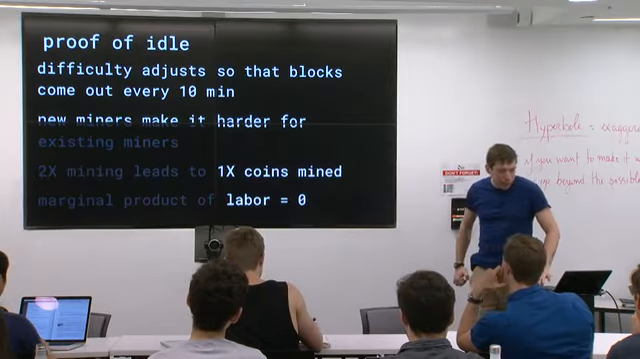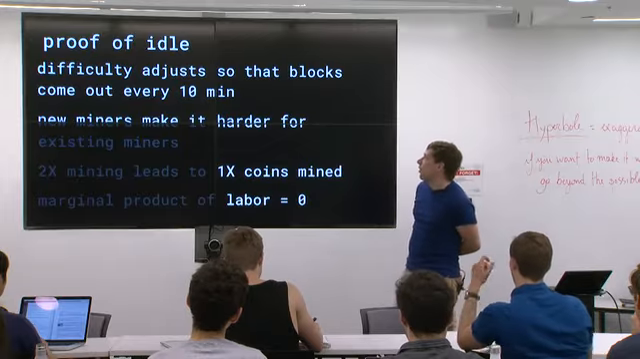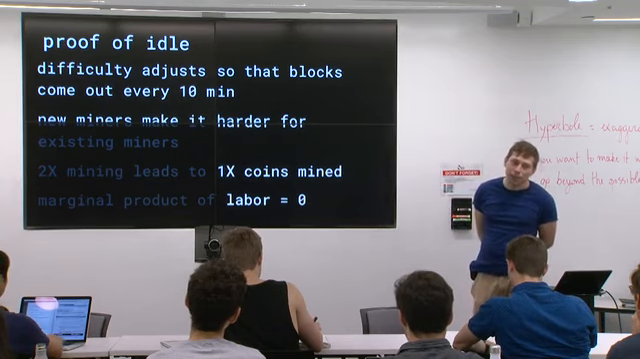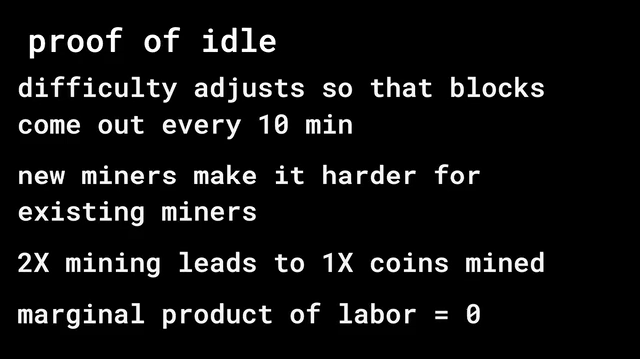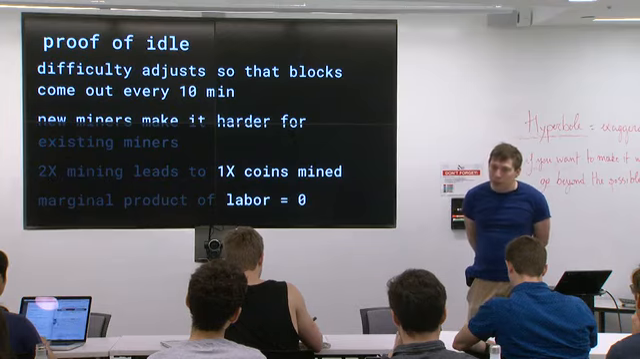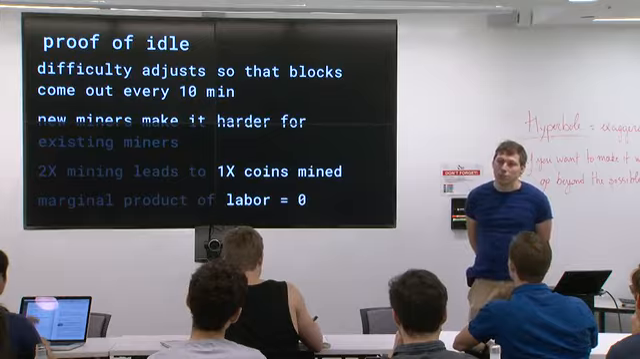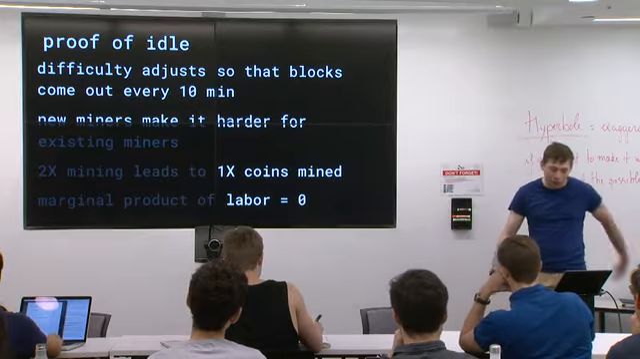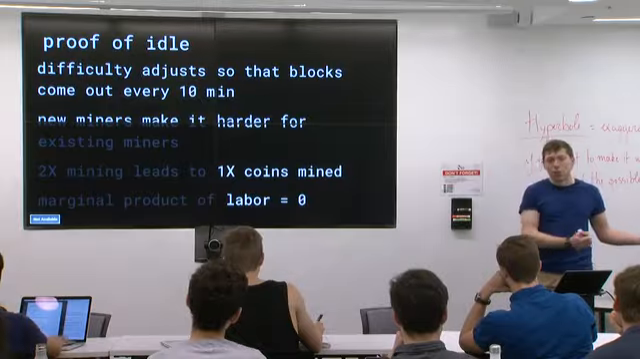So the idea is, in Bitcoin, the difficulty adjusts so the blocks come out every 10 minutes, right? Every 2016 blocks, you look at the timestamps and adjust the difficulty. So new miners coming in make it harder for the existing miners. So if you're a miner, you really don't want anyone else to start joining this network and mining. You really like it as it is. So if you have the first ASICs, you're good, and you don't want everyone to come in.